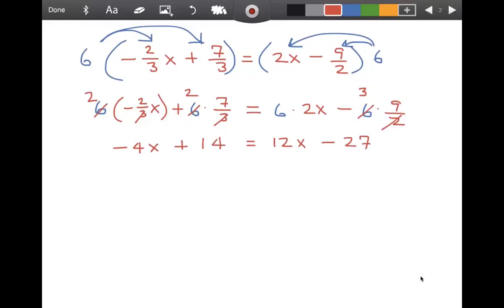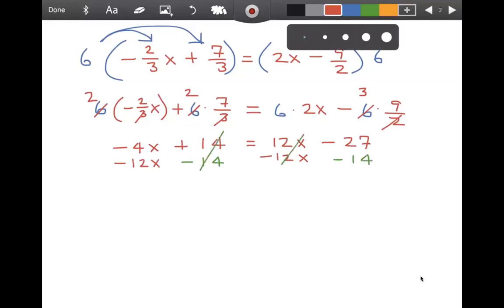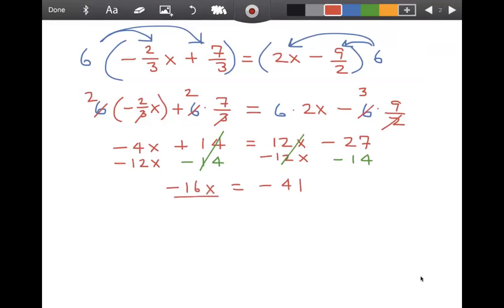All right, so now I need to get my x's on one side. Might as well go with the left side. And get the numbers on the other side. So I'll go minus 14 on both sides. So that's gone. This is gone. And I'm left with negative 16x equals negative 41. Dividing both sides by negative 16, we find that x is positive 41 over 16.